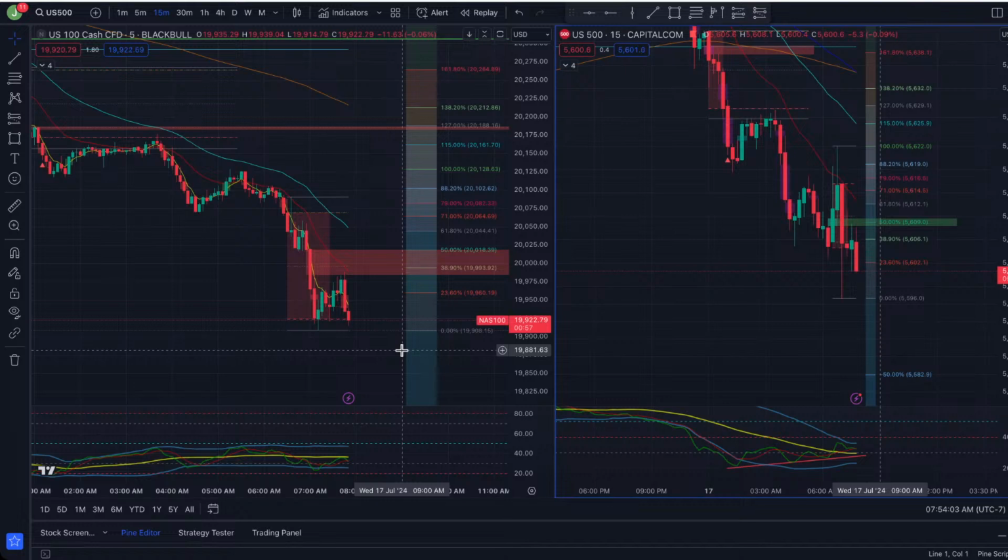For confirmation, remember, we want to see a body close. A wick alone does not count. You will not see the indicator give you a confirmation without a full body close over the range.